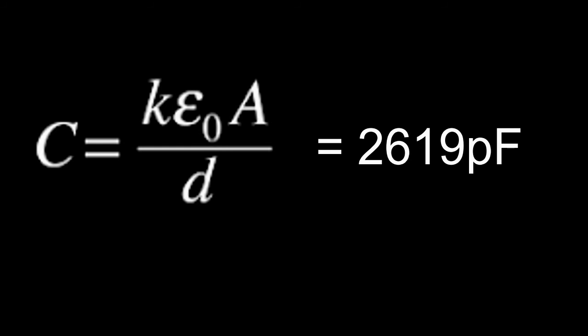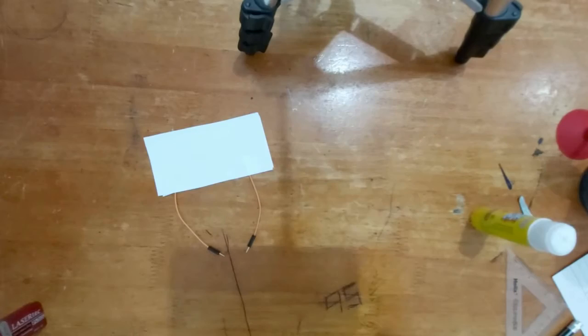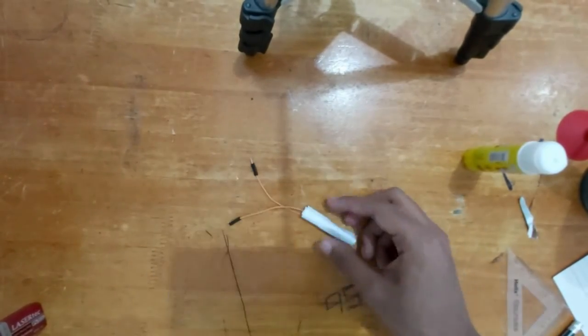The dimensions of the aluminum foil are 10 by 4 centimeters, and the dielectric constant of paper is 3.7. So using the equation, I figured out that my capacitance was 2619 picofarads. So yeah, not a big number. So what we can do to increase the capacitance is to roll the capacitor. This way the capacitance would increase a little.